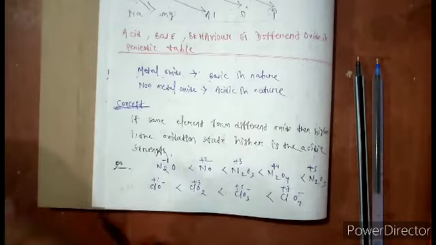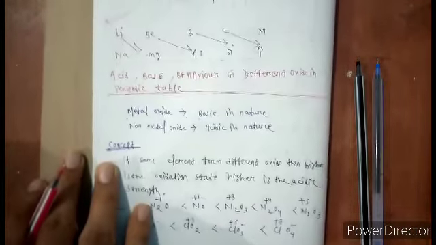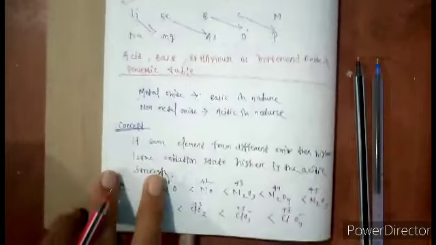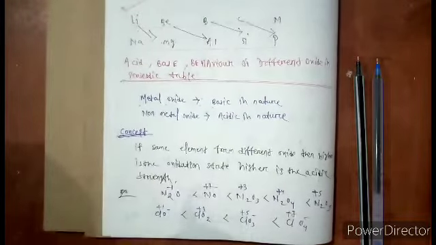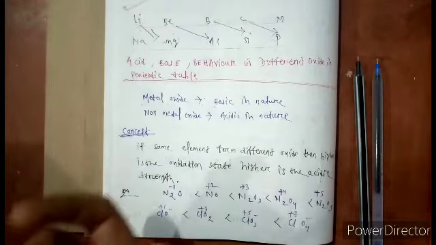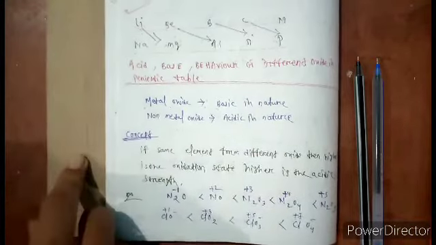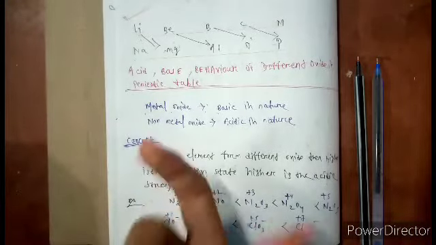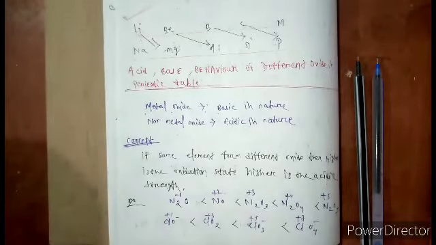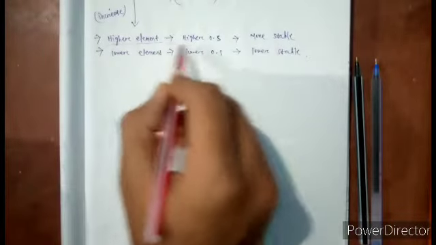जिसका एसिडिक स्ट्रेंथ ज़्यादा उसका बेसिक स्ट्रेंथ मिनिमम. ओके, जिसका ऑक्सीडेशन स्टेट ज़्यादा, उसका एसिडिक स्ट्रेंथ ज़्यादा, उसका बेसिक स्ट्रेंथ मिनिमम. ओके. हायर एलिमेंट, हायर ऑक्सीडेशन स्टेट, मोर स्टेबल. लोअर एलिमेंट, लोअर ऑक्सीडेशन स्टेट, लोअर स्टेबल.